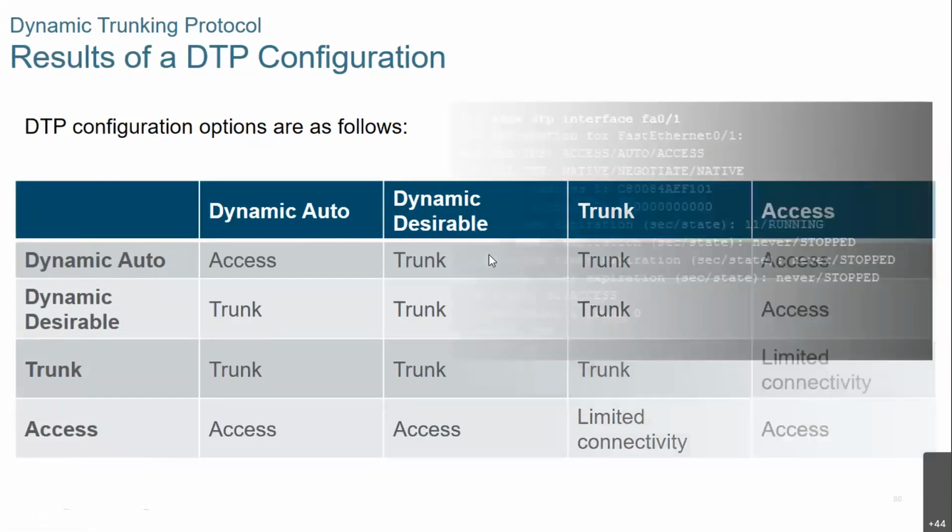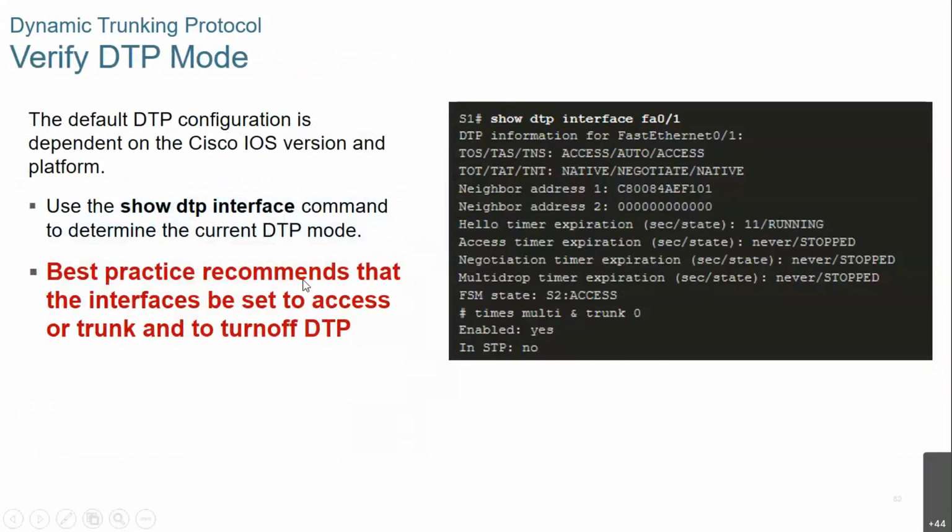So actually, best practice recommends that the interface be set to either access or trunk and to turn off DTP. Don't use DTP, okay? Because DTP will cause some problems. Best to set whether that interface is going to be mode access or mode trunk. The network administrator sets it because you know what that interface is going to do. Yes, there is capability for it to negotiate, but the best thing for you to do is switch off this negotiation.